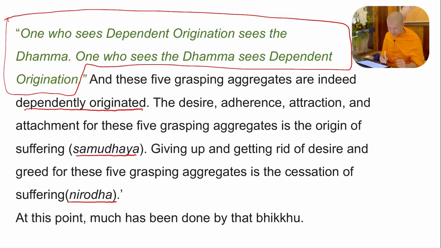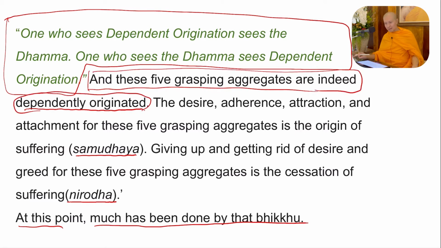So at this point, much has been done by that bhikkhu. If you understand this much, then this much has been done by you by understanding the teaching of the Buddha already. So you will not cling on to anything in these 5 aggregates. This sentence is very important. It tells us that even though clinging to the 5 aggregates causes us suffering, this dukkha, this suffering, depends on something.